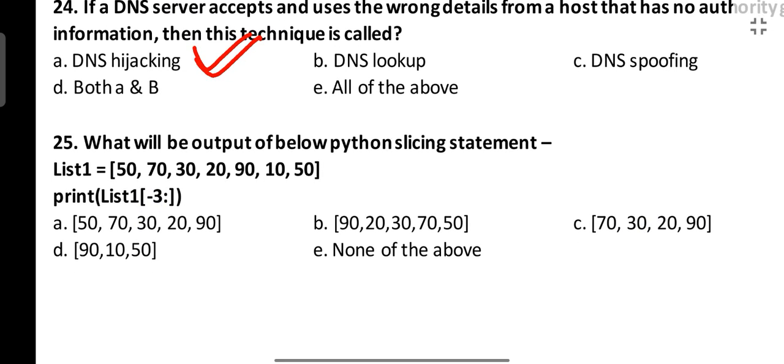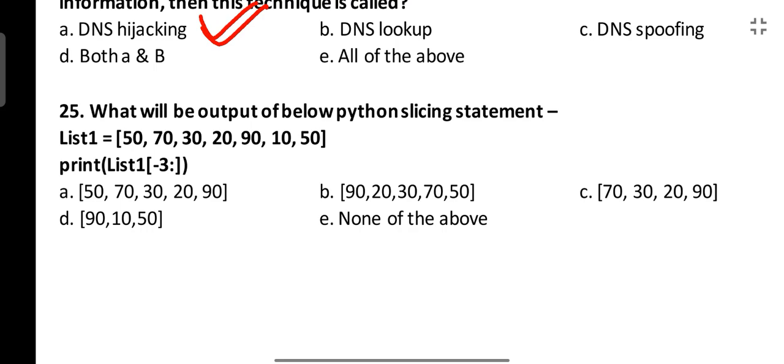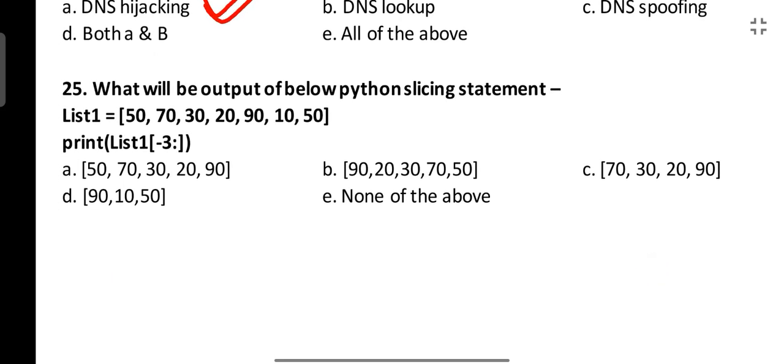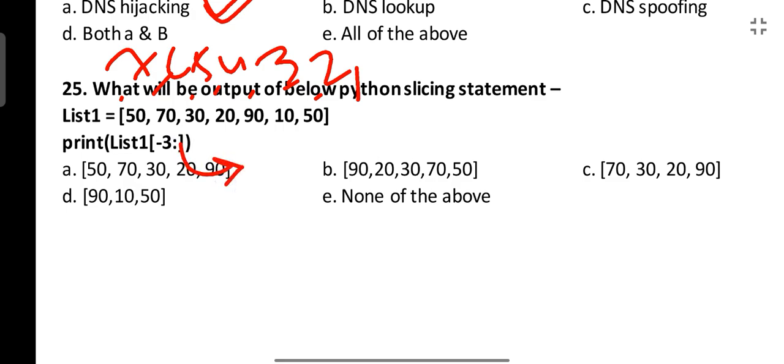And the last question for the day is, what will be the output of the below Python slicing statement? Again, this list is given and we have to start with minus indexing. So let's see, -1, -2, -3, -4, -5, -6 and -7. So -3 and after the colon, if it is nothing, it means all, whatever is left till that point. So -3 is what? -3 is this one, 90.